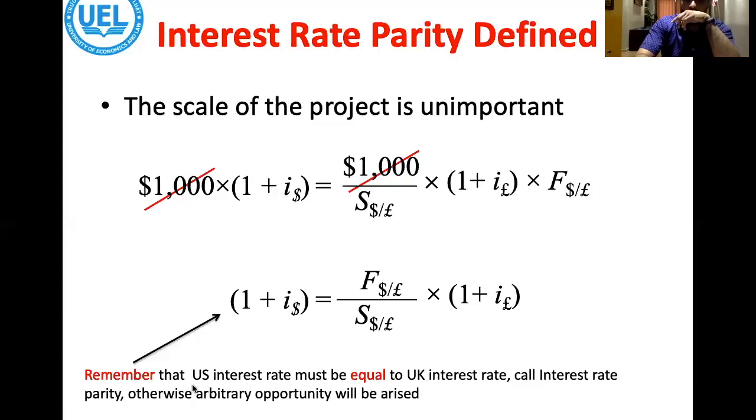So remember, the US interest rate must be equal to the UK interest rate, called interest rate parity. Otherwise, an arbitrage opportunity would exist. If the interest rates of the two different countries are the same, then we have interest rate parity. Then we can make decisions over investment. We can compare the circulation system or economic system of two different countries. Otherwise, we won't be able to.